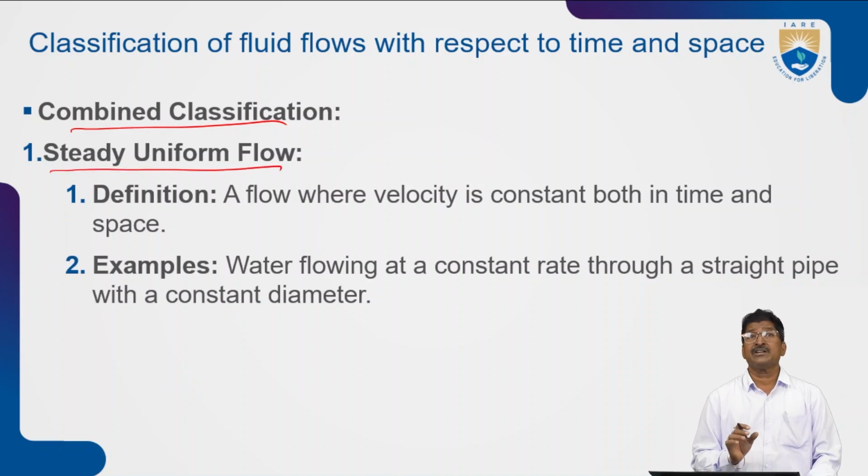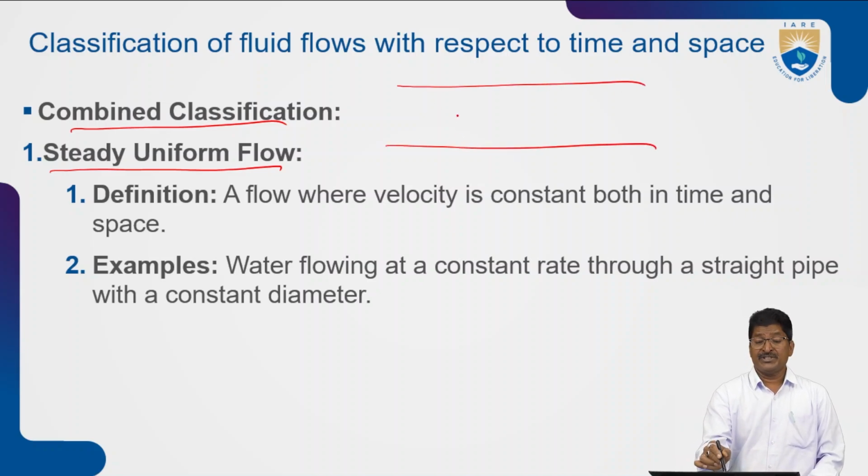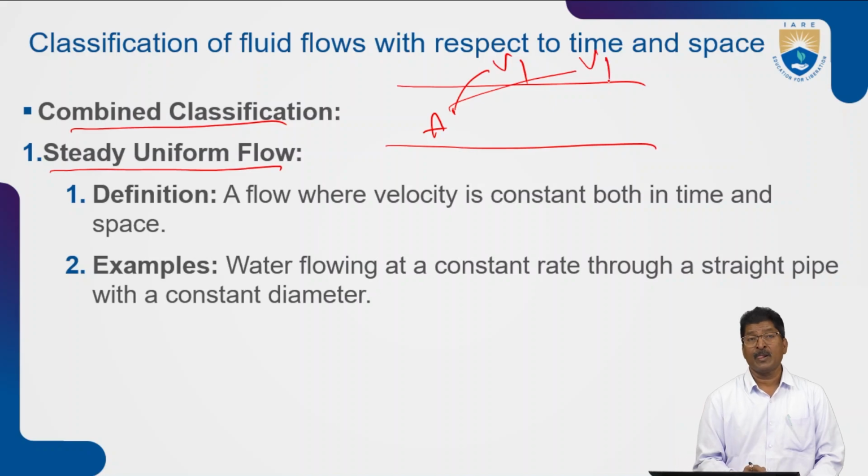What we told is steady flow. Steady flow means if you measure velocity at this point A, let us take this V1, after some time also it should be V1. Then that is a steady flow.